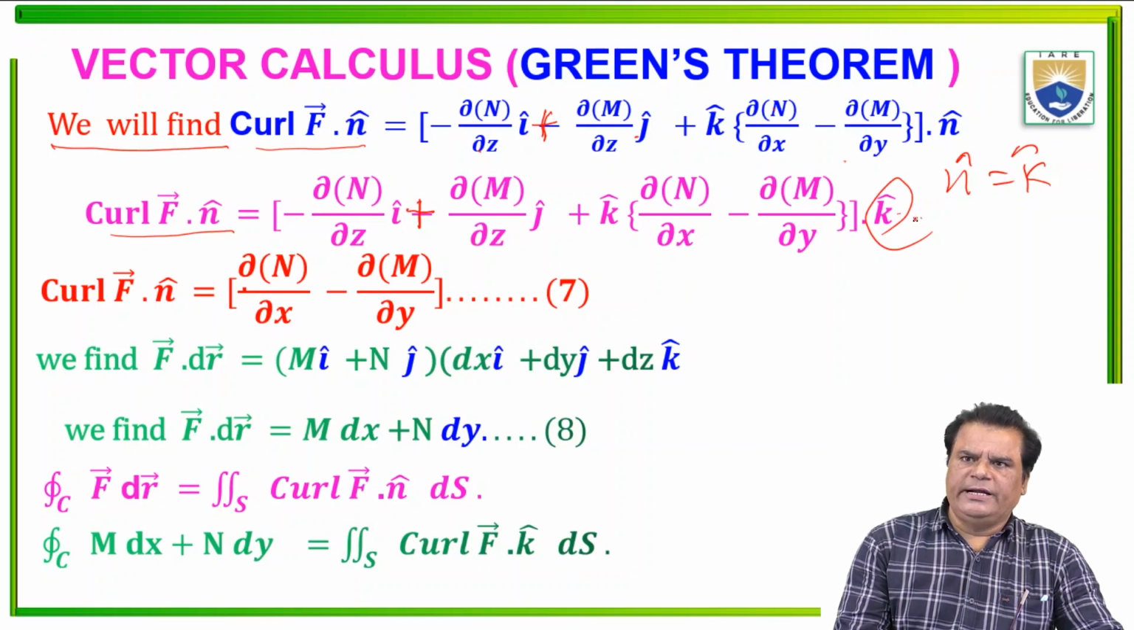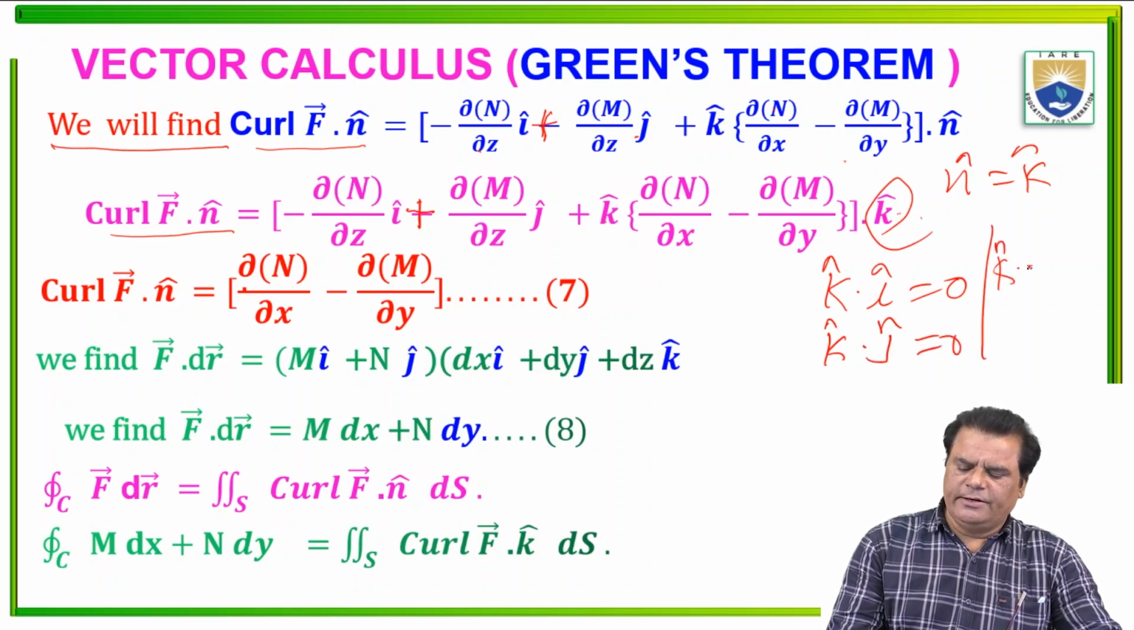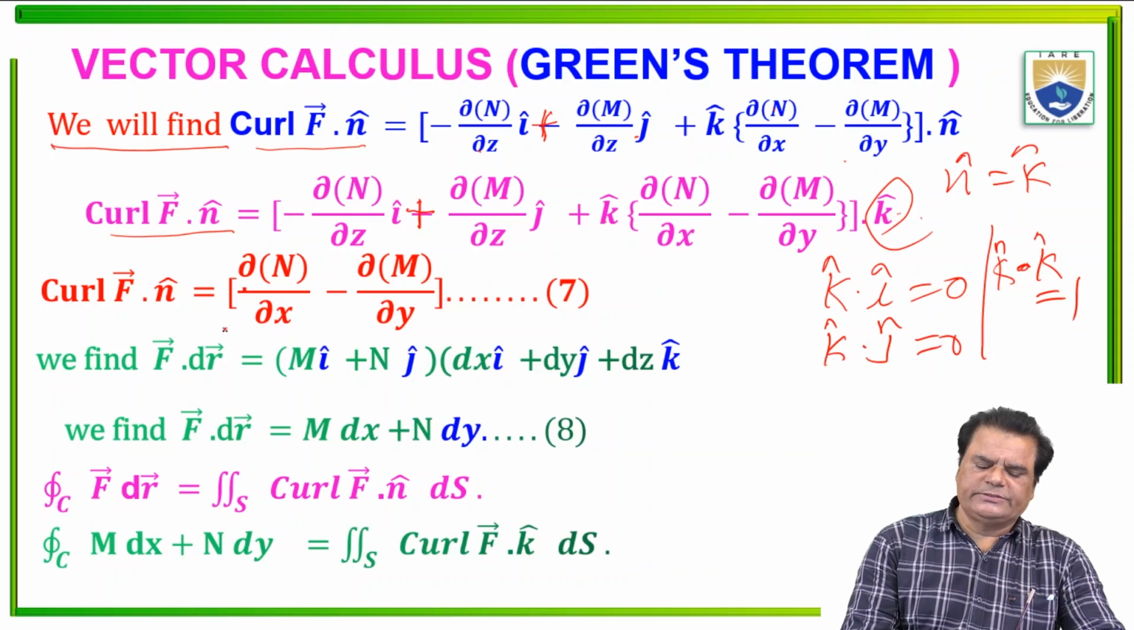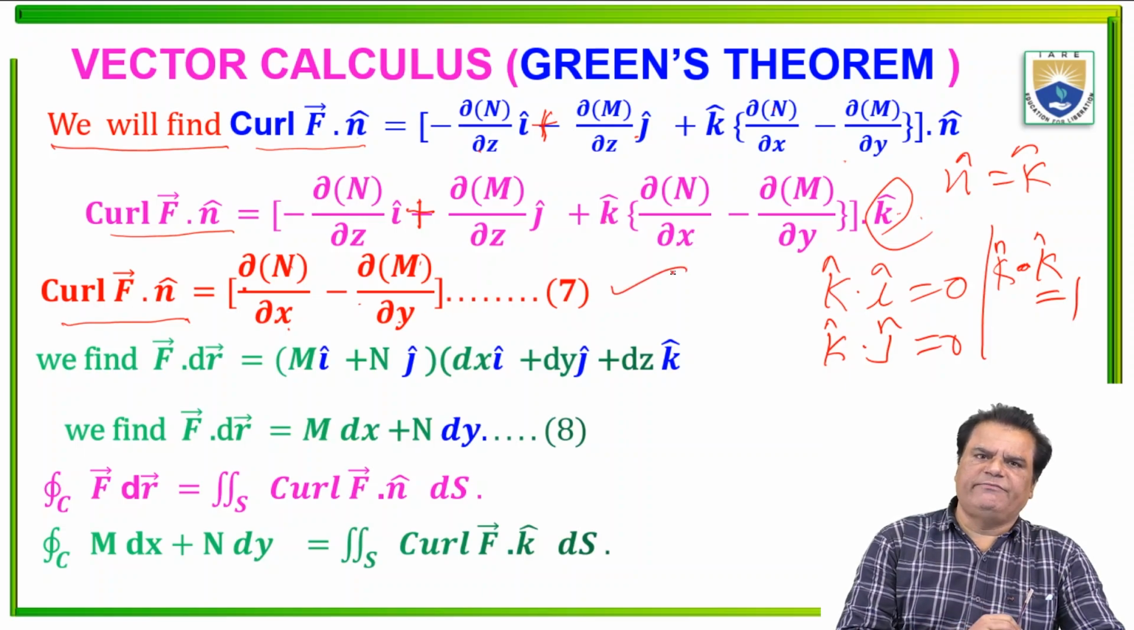Here i is 0 and j is 0, so we multiply k dot k. K vector dot i vector is 0. K vector dot j vector is 0. Only k vector dot k vector is 1. So we write curl f dot n equal to ∂n/∂x minus ∂m/∂y. This is equation 7.